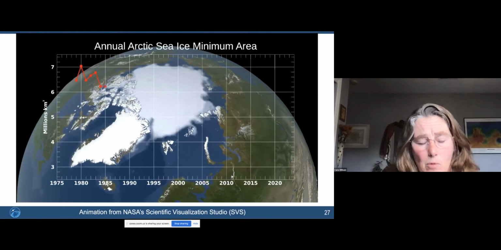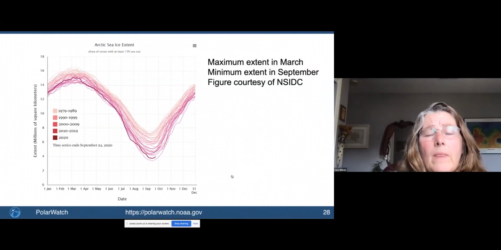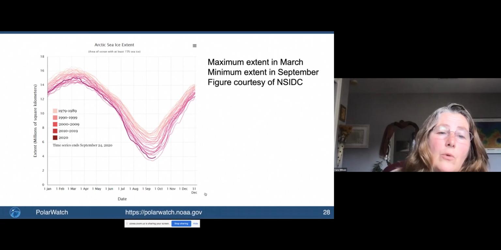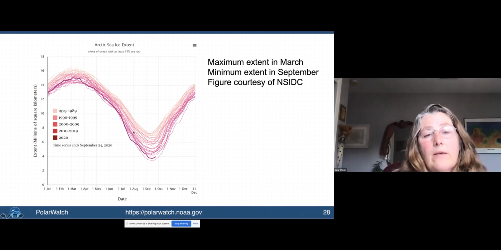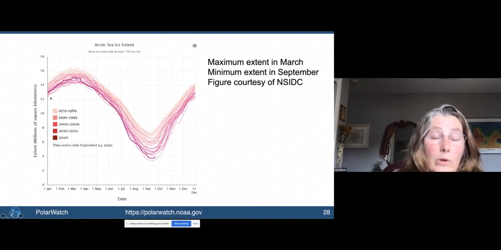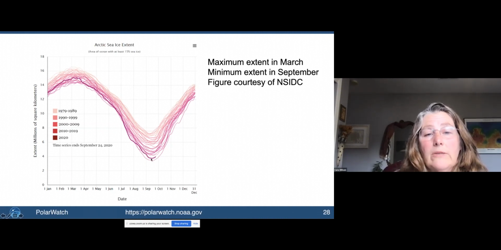So we're going to delve into this a little bit more in this next section. This is an image I got from the NSIDC website, and it shows the seasonality of the Arctic sea ice extent. You can see there's a maximum that occurs in March, and then the minimum occurs in September, and this happens every year. What they have color coded here is the years. The lighter colors are the decade from 1979 to 1989 up here, and then the darker years, 2020 is this really dark pink line here.